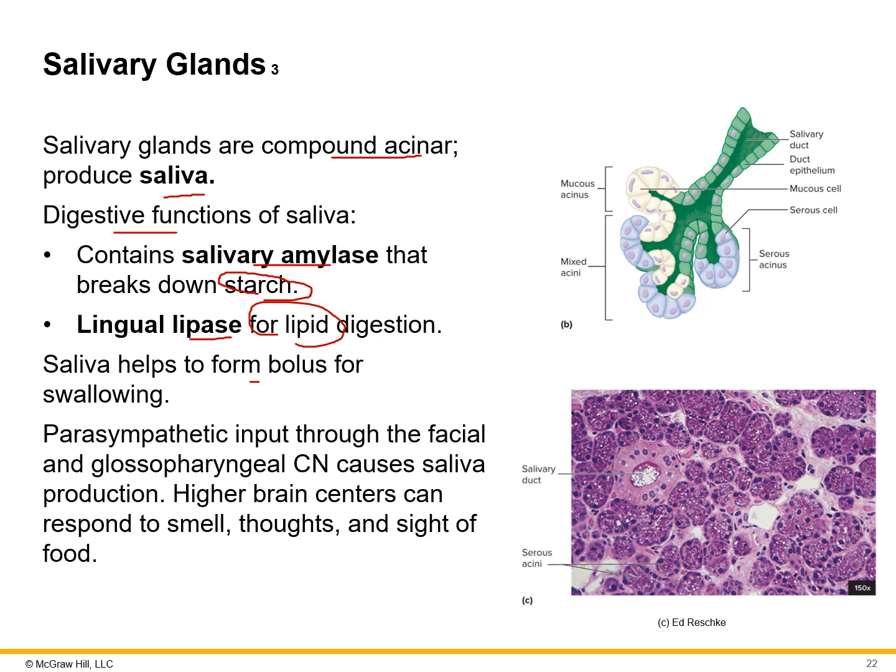So the saliva helps to form that bolus, again, that lump of food, but it helps lubricate it to allow for easier passage. And then our parasympathetic input through the facial nerve and the glossopharyngeal cranial nerves is what causes the production of that saliva. And then higher brain centers can also respond to smell, thoughts, and the sight of food.